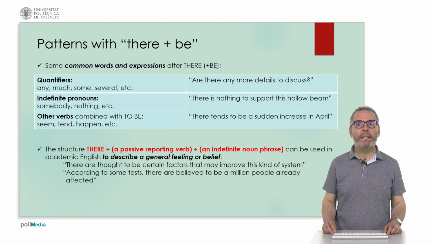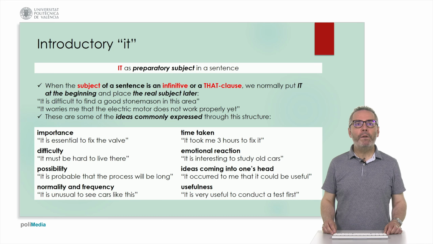We have two examples here. There are thought to be certain factors that may improve this kind of system. Or, according to some tests, there are believed to be 1 million people already affected. In this case, we have very formal expressions, for example, in academic English. Let's move on to the introductory or preparatory it.